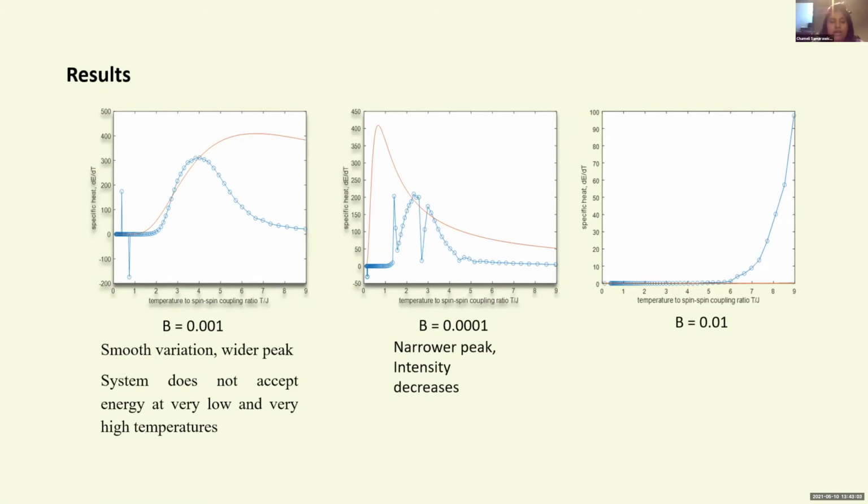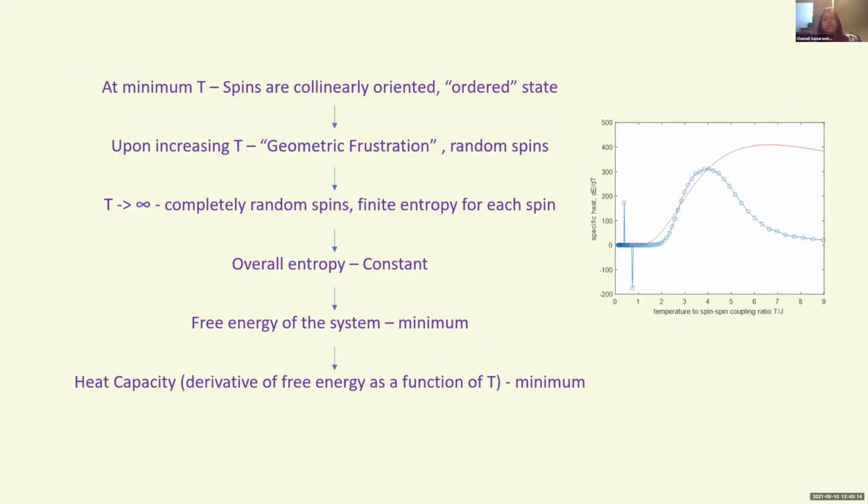As we decrease the external magnetic field by 10 times, we get narrower peaks, and the peaks are less intense too. We can explain this as follows. At minimum temperature, the spins are oriented in the same direction, so it's an ordered state. When we increase the temperature, the thermal energy overrides the spin-spin and magnetic interactions. So the system becomes disordered and the coupling becomes irrelevant.